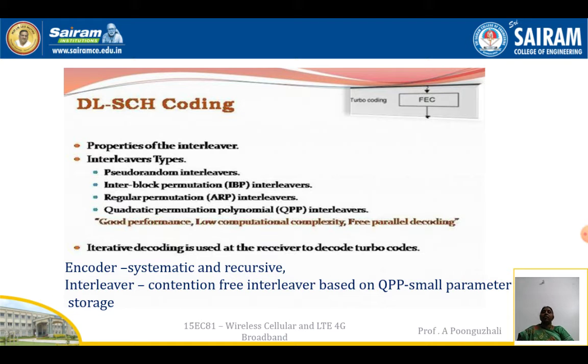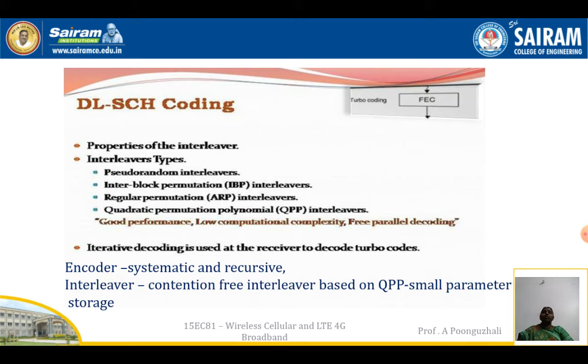There are different types of interleavers: pseudo-random interleaver, inter-block permutation interleaver, regular permutation interleaver, and quadratic permutation polynomial interleaver. In our turbo encoder we are going to use the quadratic permutation polynomial interleaver, which has good performance, low computational complexity and free parallel decoding. And the last advantage is that iterative decoding is used at the receiver to decode turbo codes.